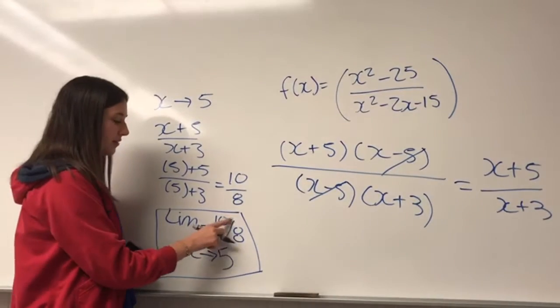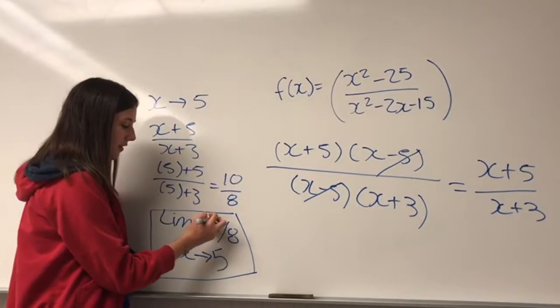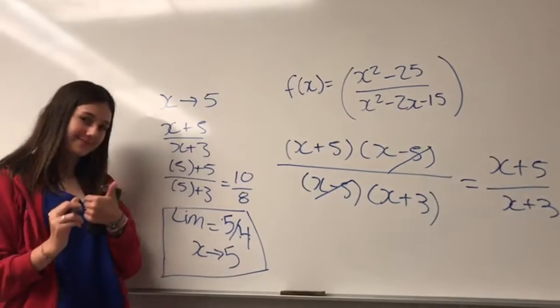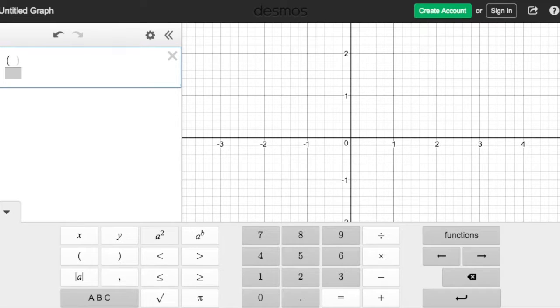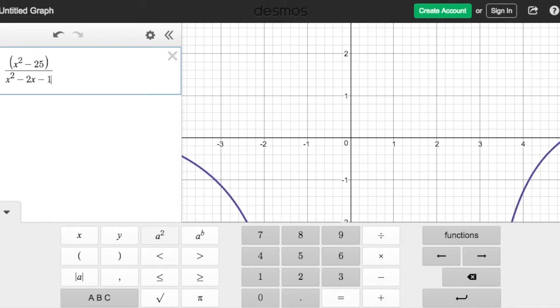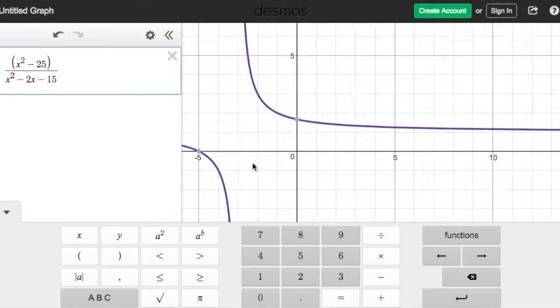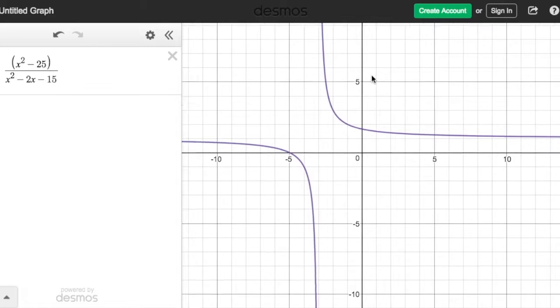This number can be simplified. It will be 5 over 4. So for the graph, we have the same equation, x squared minus 25 over x squared minus 2x minus 15. So this is the graph we are left with.